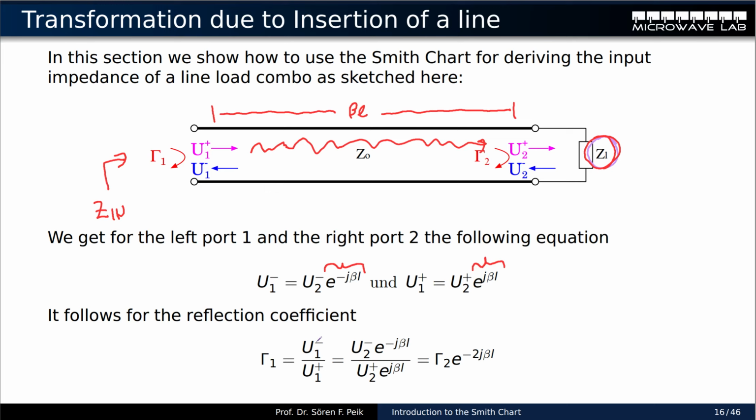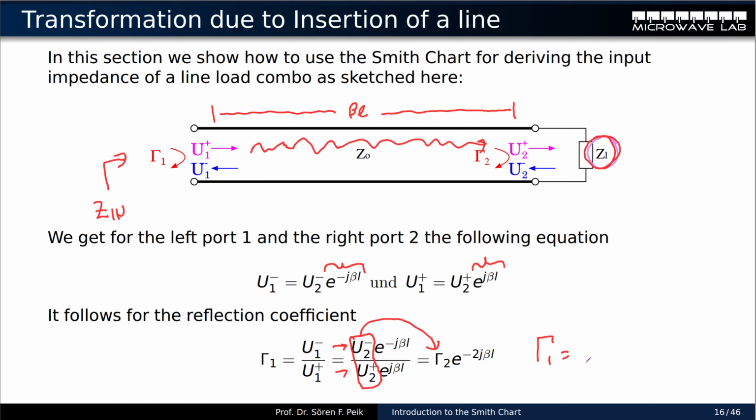Gamma 1 is U1 minus over U1 plus by definition. Replacing this by the U2s gives me that. And then I see this here is actually nothing else but gamma 2. And e to the minus j beta L over e to the j beta L becomes e to the minus 2 j beta L.